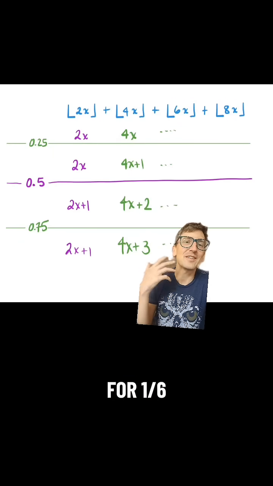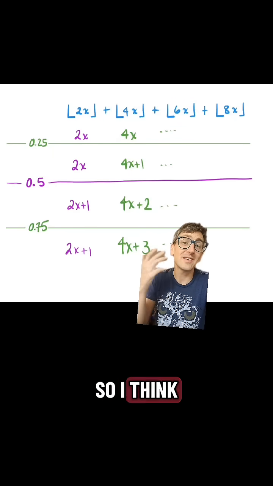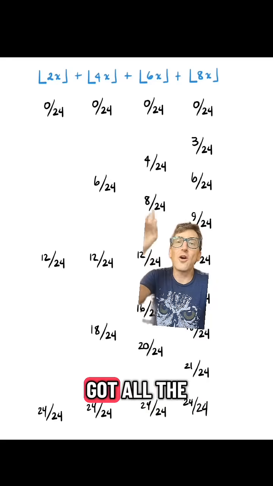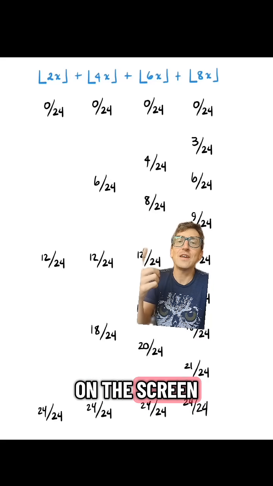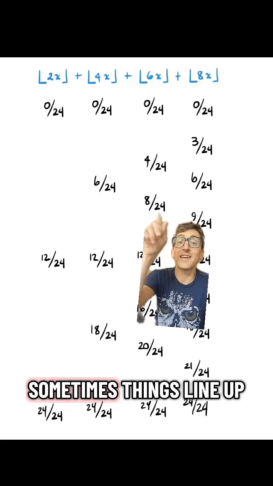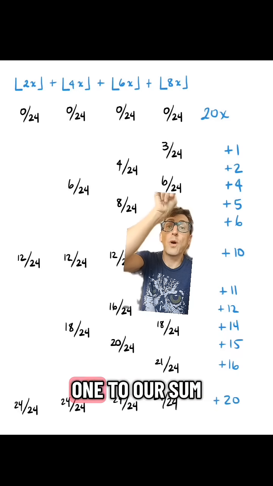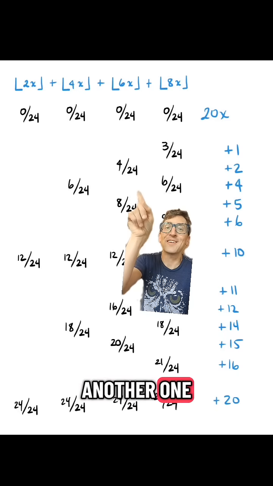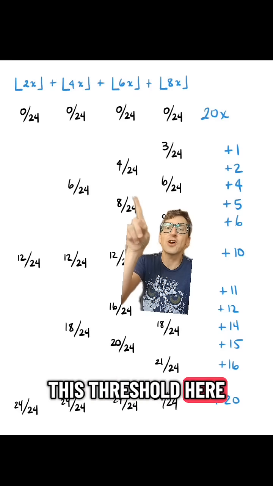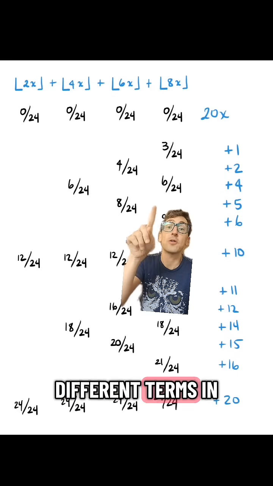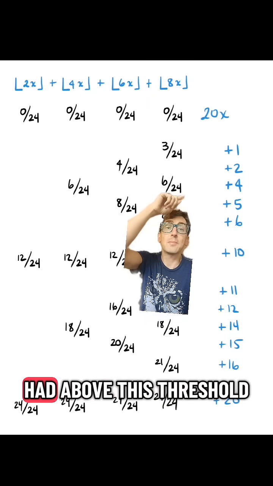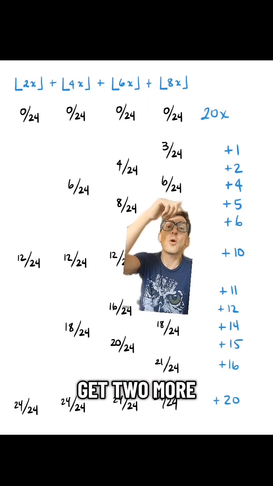Now, the decimals for 1/6 and 1/8 are kind of annoying, so I think it's better to use fractions. And so I've got all the possible fractions here on the screen, and what we notice is that sometimes things line up. For instance, the first threshold we cross is right here. We're going to add 1 to our sum, and then here's another one. But then when we get to this threshold here, we actually cross it for 2 different terms in our sum. So whatever integer we had above this threshold, we're now going to get 2 more when we move forward.